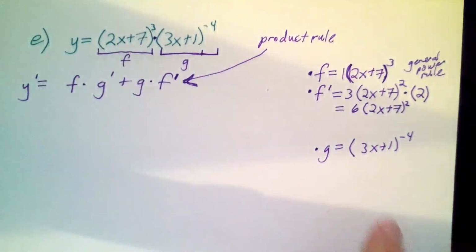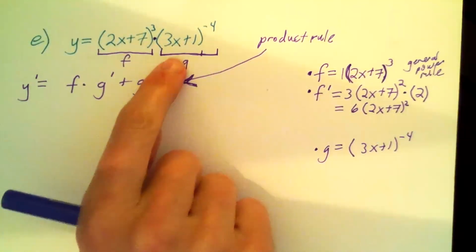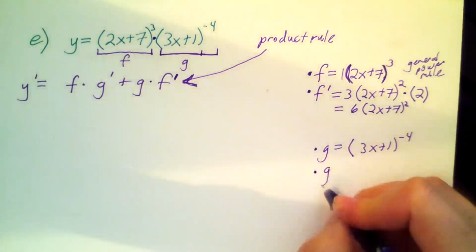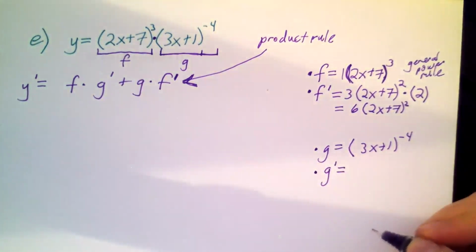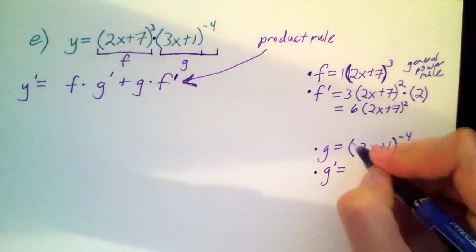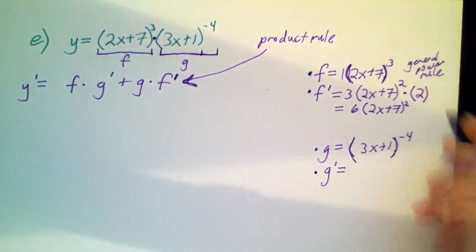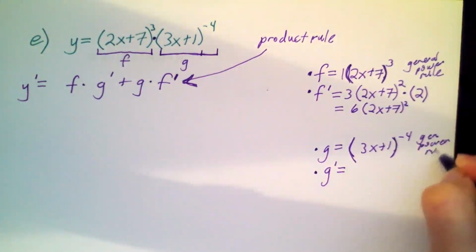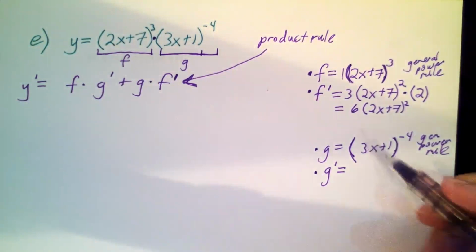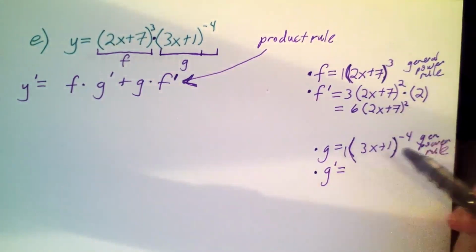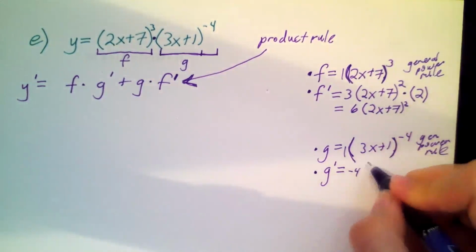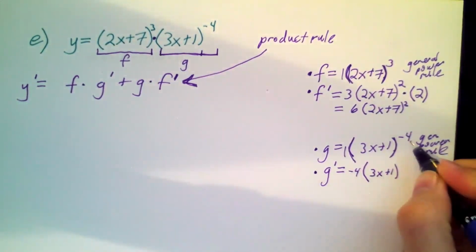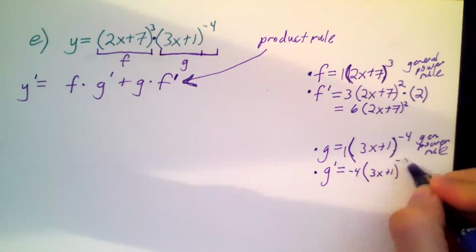Then I come down here to my second part of this big function. It's g. And as part of my product rule, I need to know g prime in order to use the product rule formula. So again, I'm faced with something in parentheses here to a power, where I need to use the general power rule, our new rule, in order to get it done. My coefficient is 1, so you do 1 times negative 4, which is negative 4. Leave the inside alone. It's 3x plus 1 to the negative 4 minus 1. Negative 4 minus 1 is negative 5.